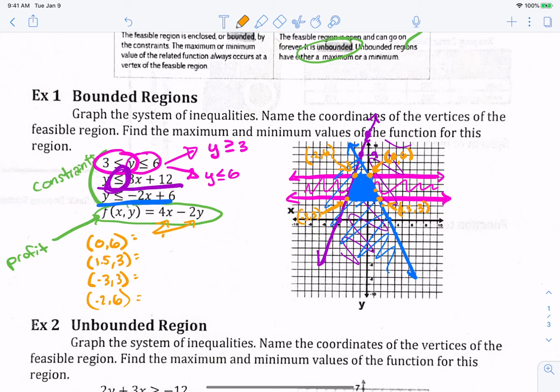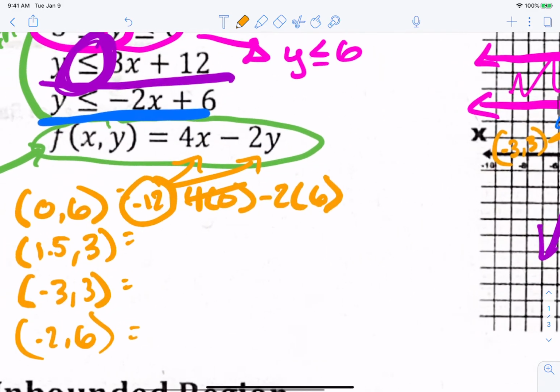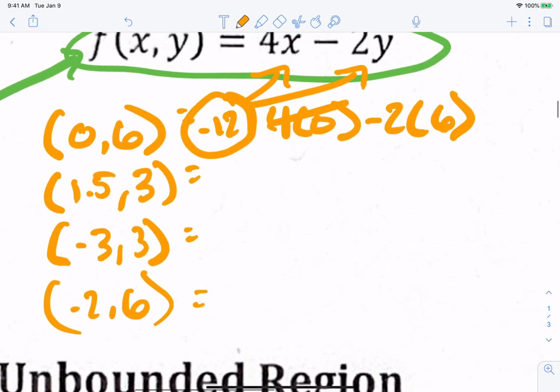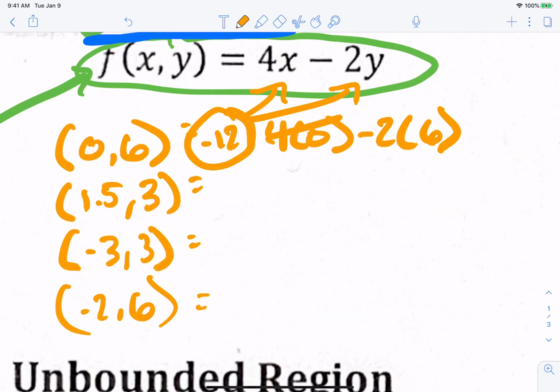So I'm going to take 4 times 0 minus 2 times 6. 4 times 0 goes away. 2 times 6 is 12, so this guy is negative 12. Does that make sense? Yeah. Okay. 1.5 we're going to plug in next. So 4 times 1.5 minus 2 times 3. Do you know what 4 times 1.5 is? 4 times 1.5 is 6, minus another 6. So he is 0.